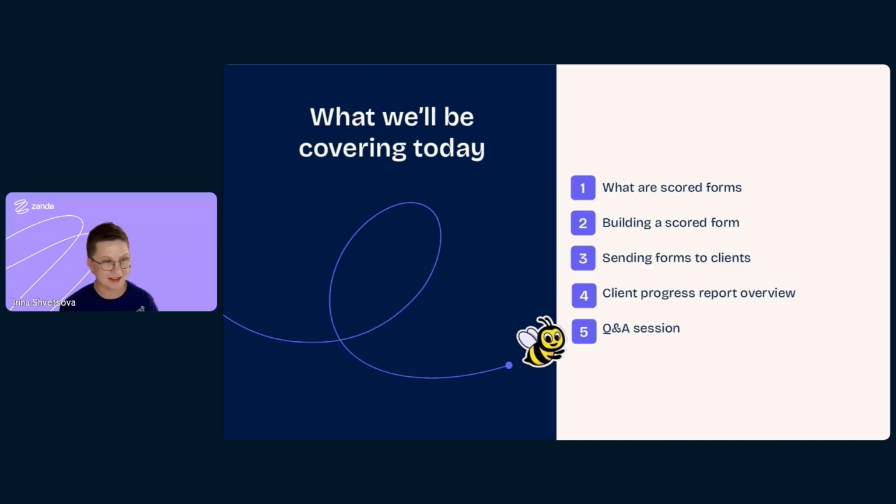Let us have a little chat about, first of all, what we call scored forms in Zenda. Basically, those are the online forms that you can send to your clients as questionnaires, where the clients can provide answers to different questions that you send to them, and then you can calculate the scores that they gave to those answers. You can also get interpretations of those answers, and then you can see the trend of how those answers and scores are changing over time.